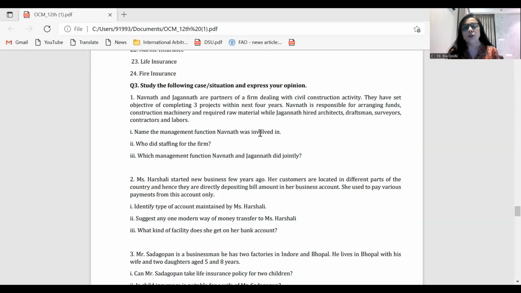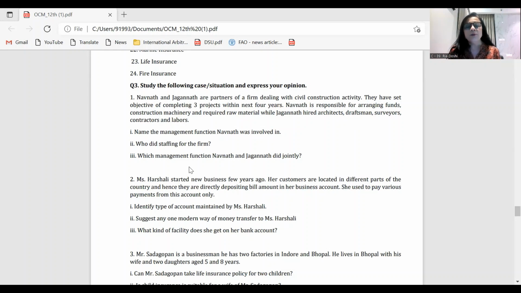So the answer to this first question will be Mr. Navnath is performing the planning function of 3 projects to be done in 4 years, as well as he's performing the organizing function of arranging funds, machinery, raw material. The next question. Who did staffing for the firm? A very simple question. So here we say Mr. Jagannath is performing the staffing function since he hired architects, draftsmen, surveyors, etc.